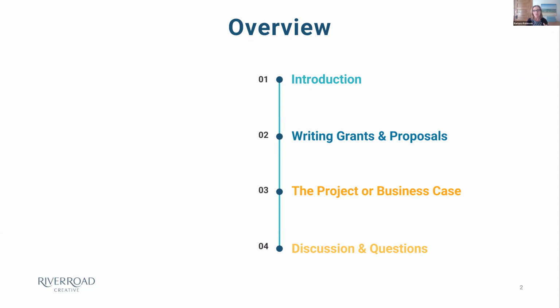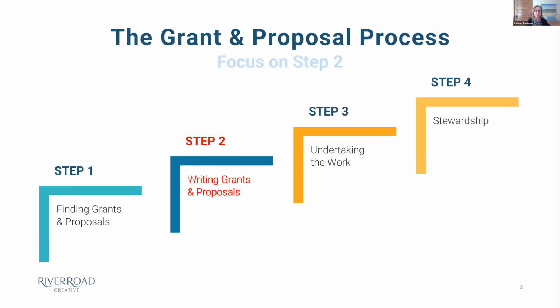This is just an overview. I'm going to talk about writing grants and proposals, the project or business case, and then we can have some discussion and questions. So the grant and proposal writing process, I see it in basically 4 phases.